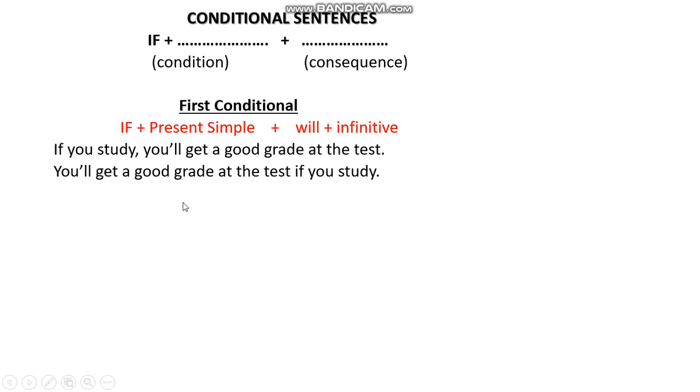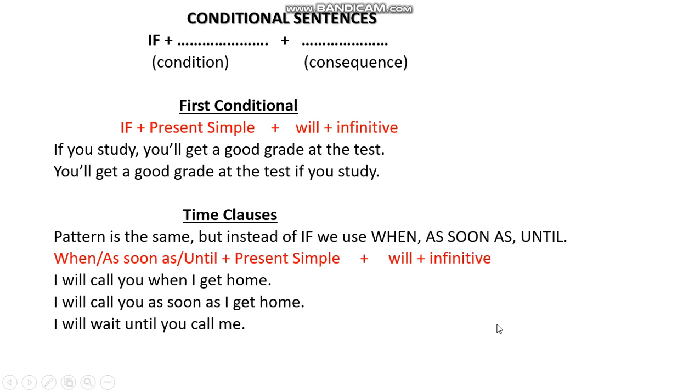The only thing that you have to pay attention to is the comma. If you start with if, you need to put a comma after the first clause, but if you start with a consequence, you don't need a comma. This is the first conditional, and it shows the real condition. If you do something now, then something will happen in future. Instead of will, you can use any other modal verb. Can, may, shall, must, etc.